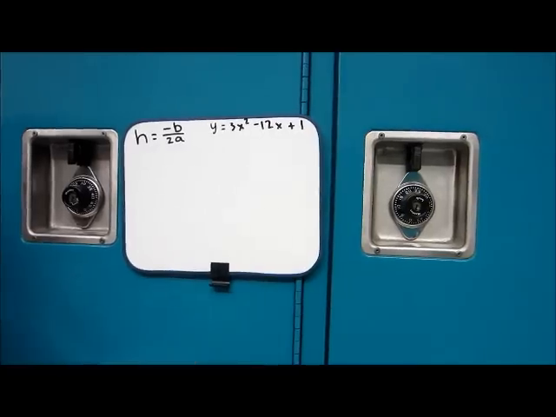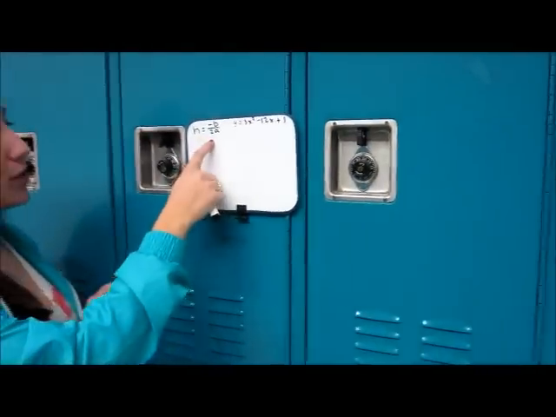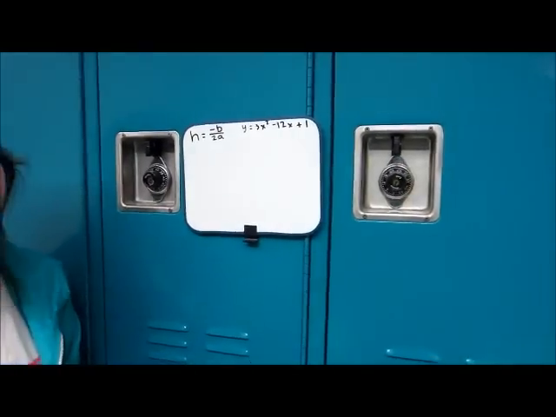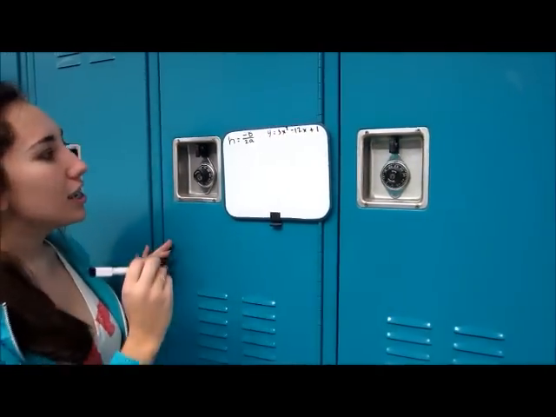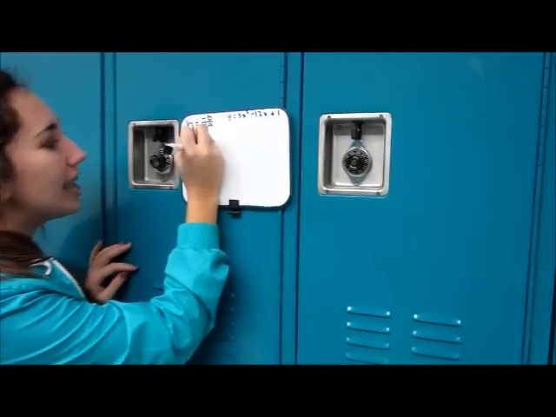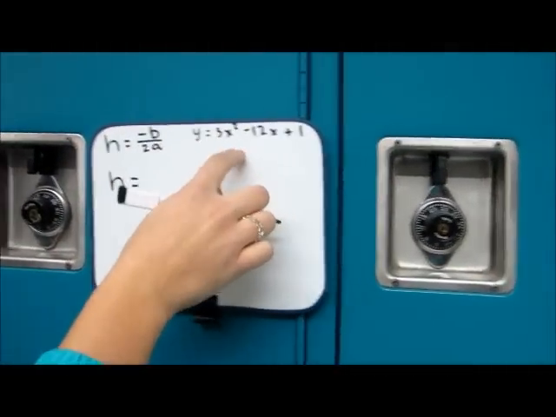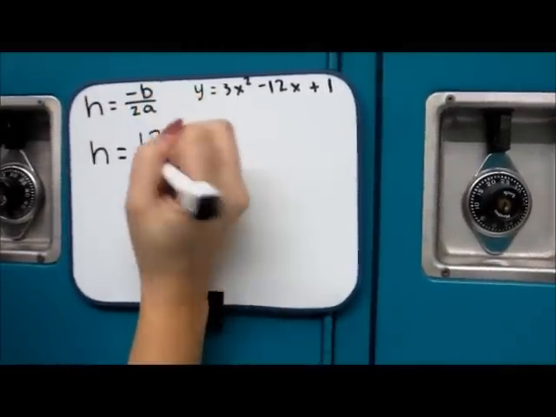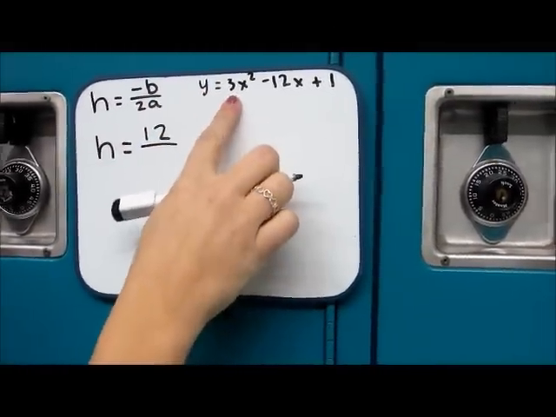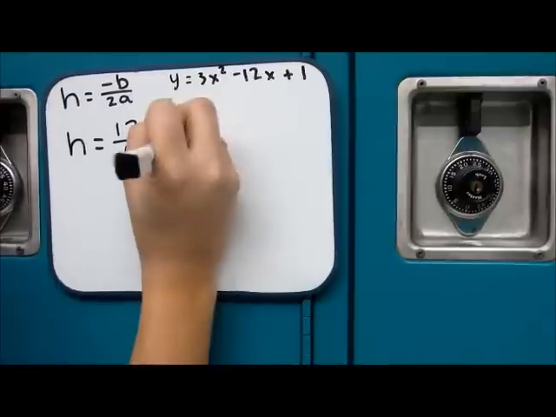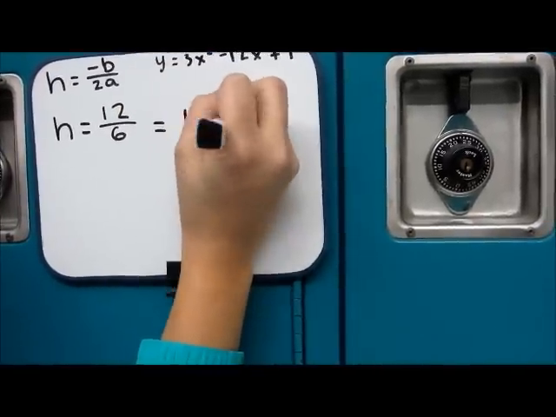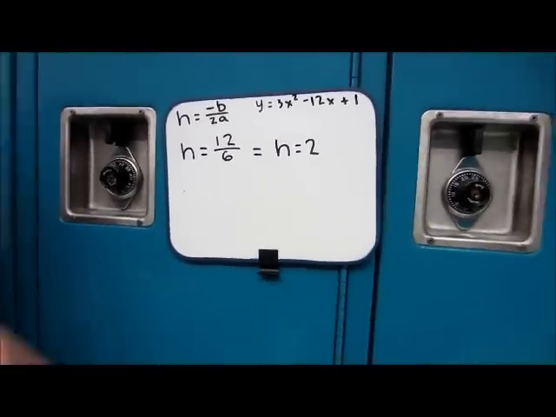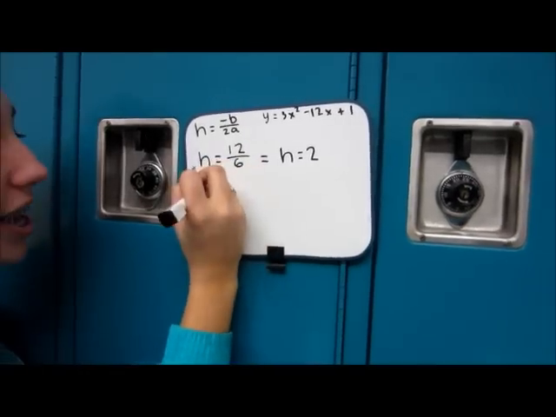Instead of completing the square, we will use the equation h equals negative b over 2a to find the h value in the vertex. Yes, now I remember. H equals negative b, and it's already a negative, so it'll be a positive, because two negatives make a positive. So 12 over 2 times 3, which is 6. So it all equals 2. H equals 2. Fantastic.